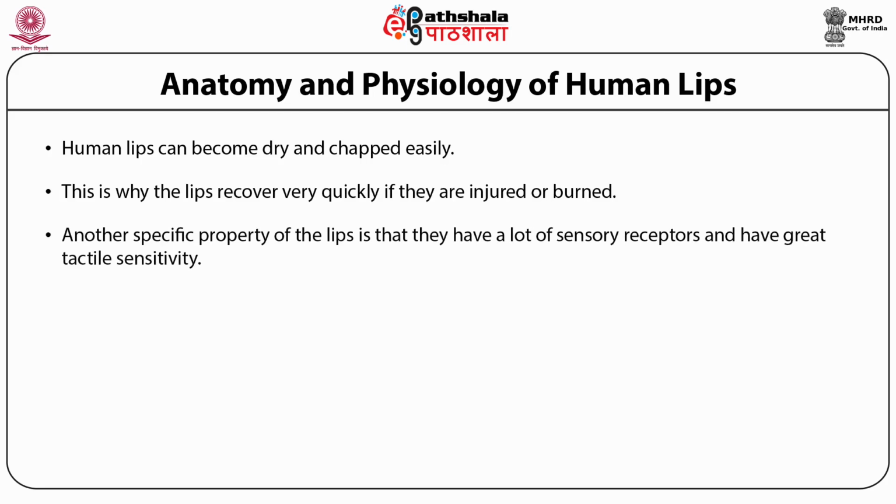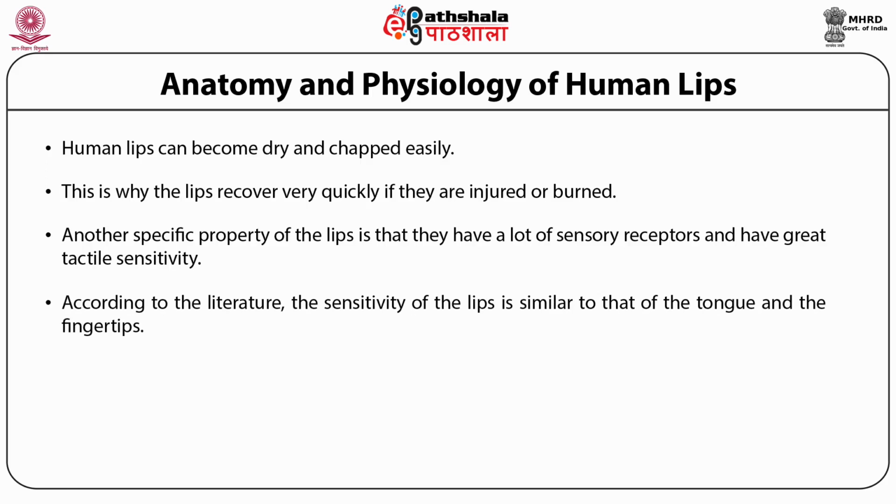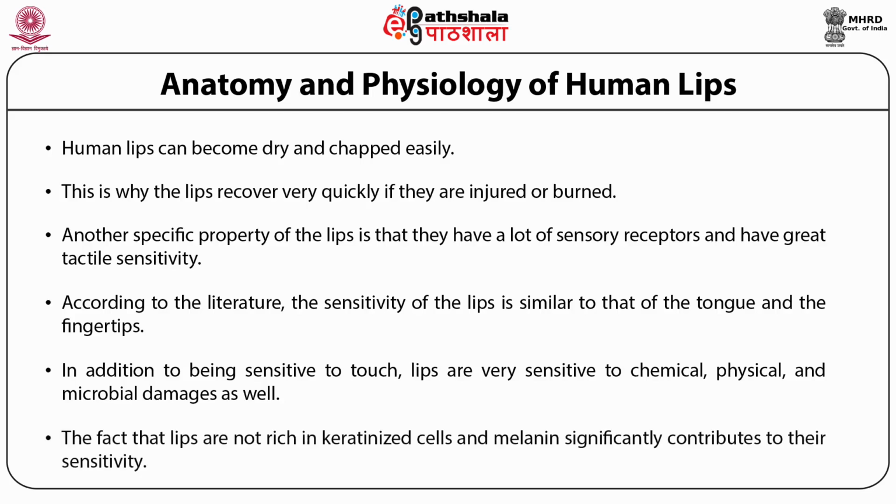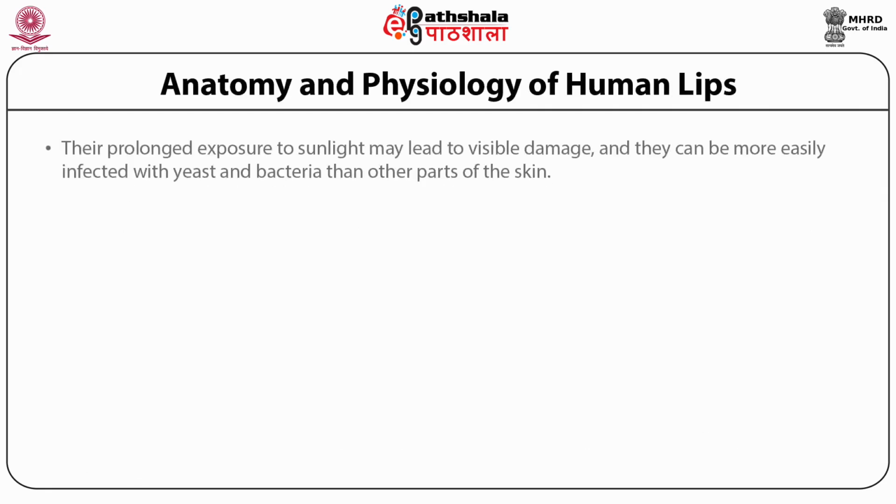Another specific property of the lips is that they have a lot of sensory receptors and great tactile sensitivity. According to the literature, the sensitivity of the lips is similar to that of the tongue and the fingertips. In addition to being sensitive to touch, lips are very sensitive to chemical, physical, and microbial damage as well. The fact that lips are not rich in keratinized cells and melanin significantly contributes to their sensitivity. Prolonged exposure to sunlight may lead to visible damage, and they can be more easily infected with yeast and bacteria than other parts of the skin.